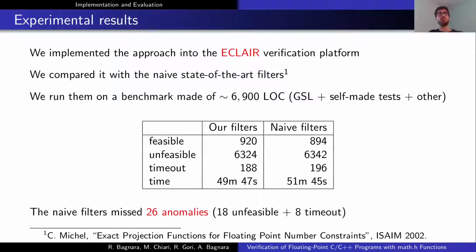We implemented this approach in the Eclair software verification platform, and we compared it with the naive filters in the state of the art on a benchmark made of real-world code. We found out that our approach finds 26 anomalies more than the naive approach. And in particular, the naive approach deems 18 of them unfeasible, which means it says, okay, this bug can never occur, but actually it can, which is of course very bad if you want to do verification.